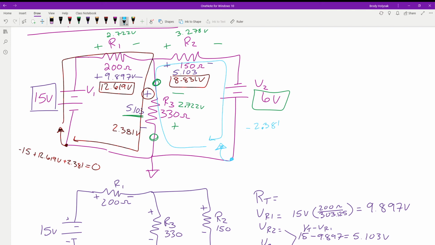We come around the corner and we run into a plus 8.831. So we're coming in, going this direction, and coming around. And then we run into minus 6. And what does that equal? Almost 0. What are we at, like 0.001? Okay.